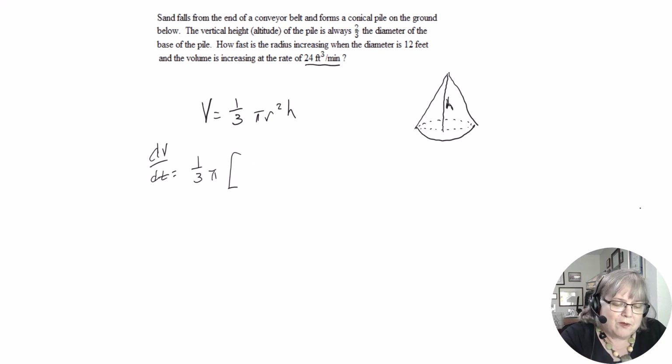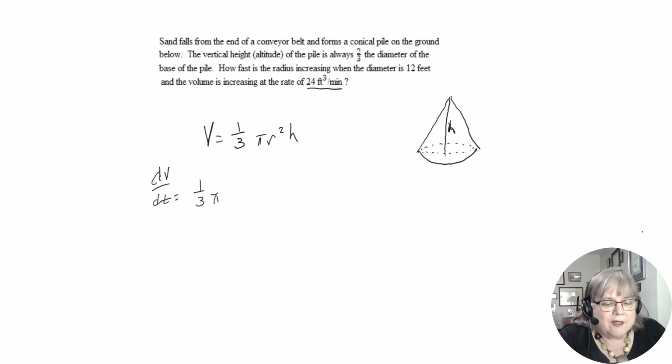So let's look at what's being told us and see if we can do anything about that. The only information they give us is the vertical height is always 2/3 of the diameter. Okay, so h is 2/3 of the diameter. And how fast is the radius increasing? So that's dr/dt. When the diameter is 12 feet, okay, and the volume is increasing at the rate of 24 cubic feet per minute, and that's dV/dt. So it's asking for dr/dt.